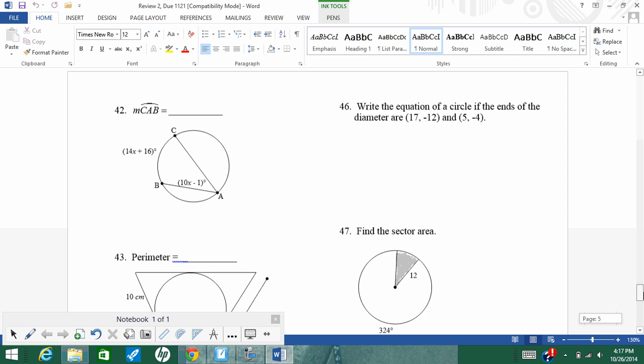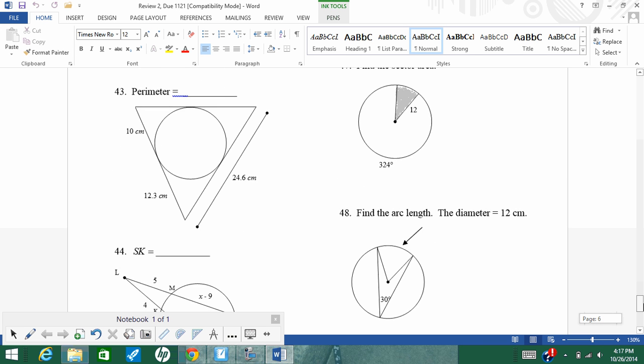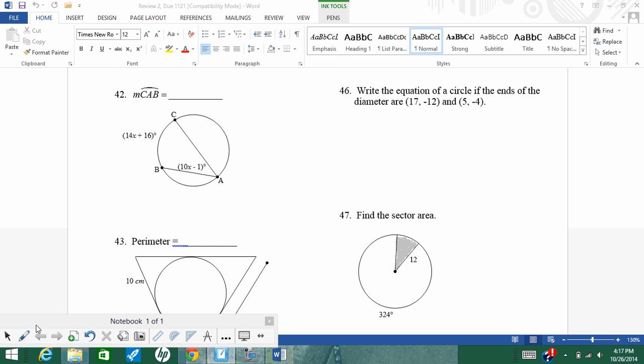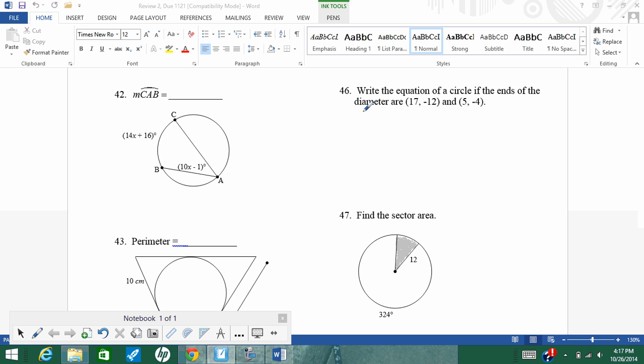So I'd like to do number 46 and number 48. And any of the other ones that you need help with, absolutely ask me during class this week.